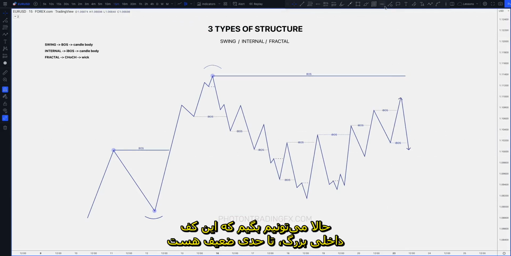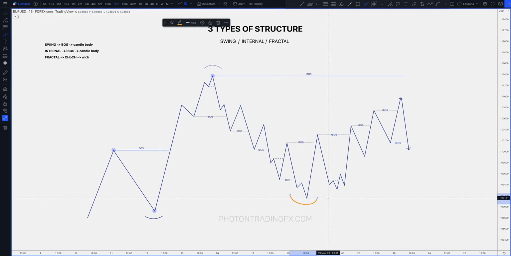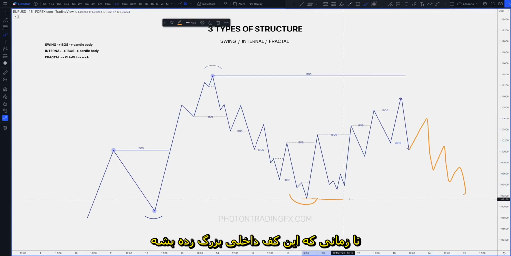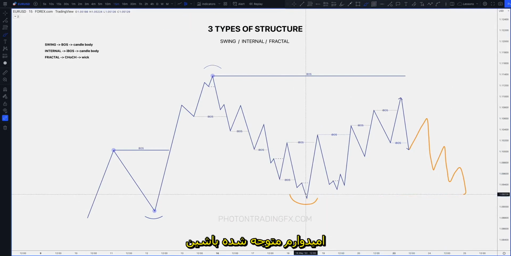And now what we can expect is that this larger low, this swing low that tried to form, is likely weak. And what we can expect now is that this bearish internal trend will continue until it takes out this swing low. Or sorry, it's not a swing low yet, but this larger internal low. Okay, hopefully that makes sense.